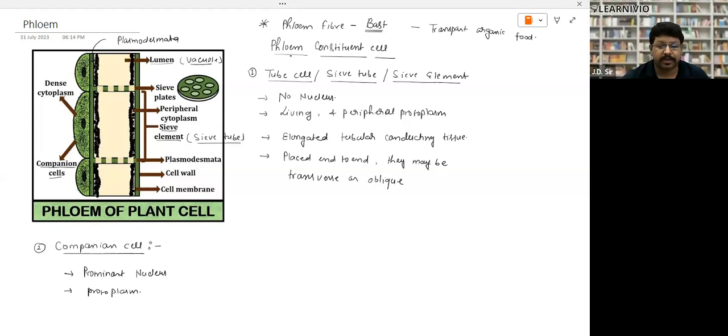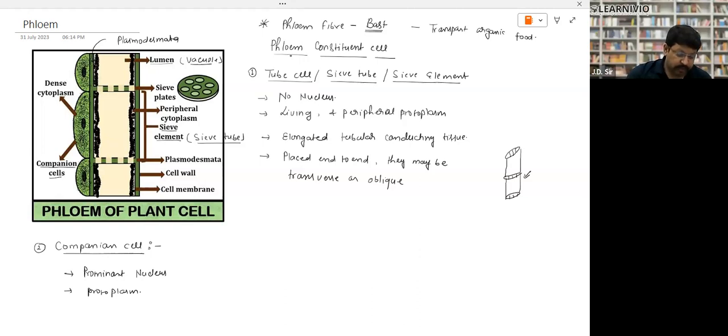Let me explain what it means. When I say they may be transverse or oblique, their end may be like this way. This is one sieve element or sieve cell, whatever you understand. There is a perforated plate at the end. After that, they are placed end to end, so at the end there will be another cell. But generally they are oblique. So their end will be oblique. That's what I want to say.